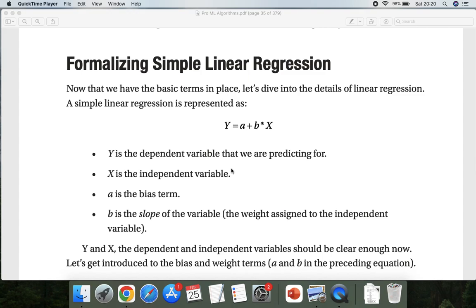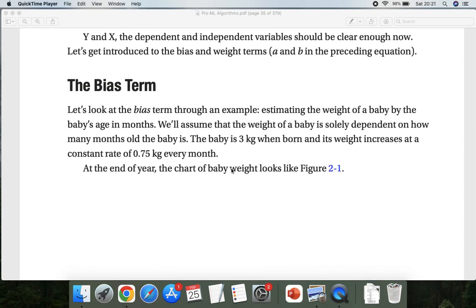So y and x are our variables, and a and b are our coefficients. A is termed as bias. What is bias actually? We can take a simple example, as the word shows, that we begin with. Let's say we want to estimate the weight of a baby by its age in months.